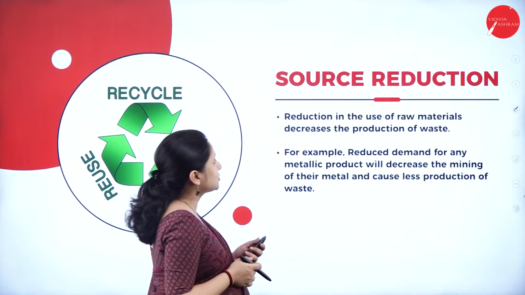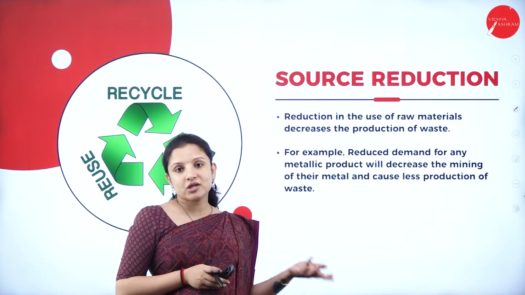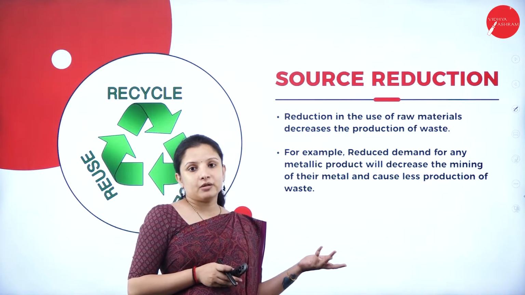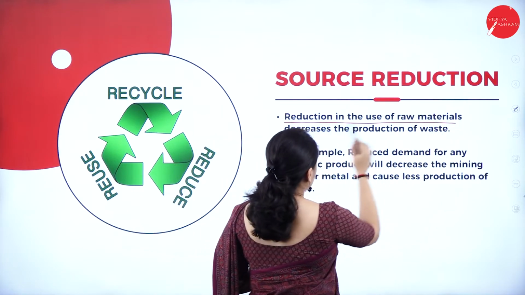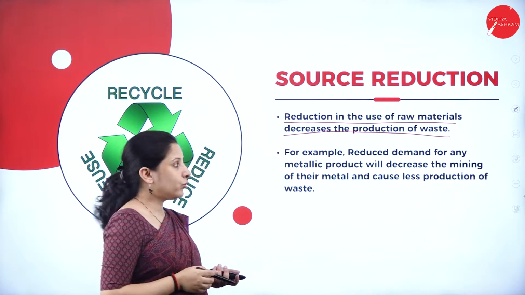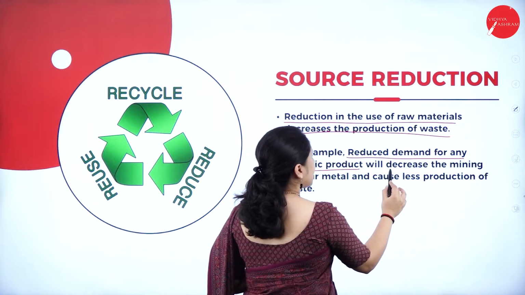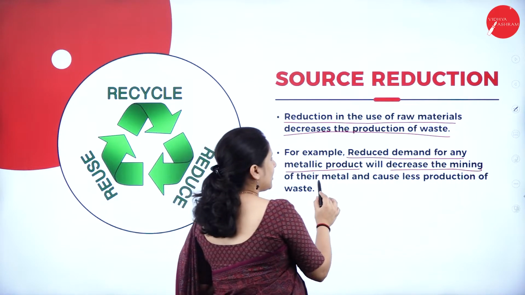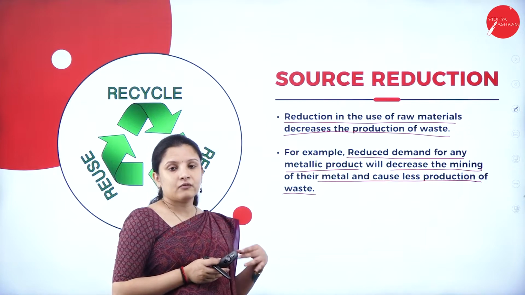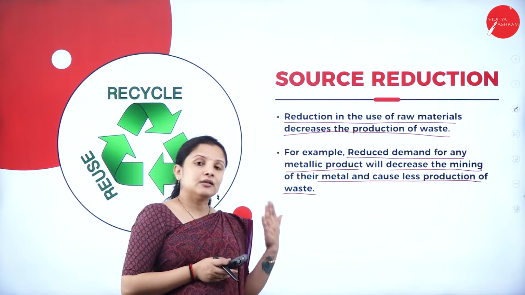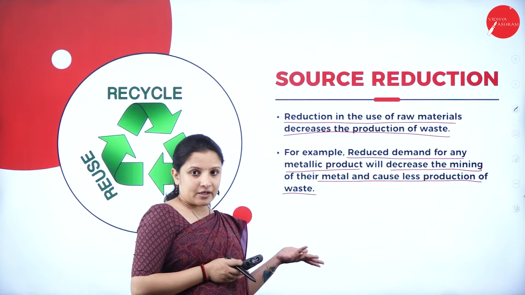So talking about source reduction. Source reduction means let us reduce the amount of solid waste we are generating, so that it will not be a problem in the future. Reduction in the use of raw materials will therefore decrease the production of solid waste. For example, reduced demand for any metallic product will decrease the mining of these metals and therefore cause less production of waste. So instead of using that particular metal, why not go in for an alternative, so that the mining process of that metal gets reduced and therefore the generation of solid waste can be reduced. So that is what it means.